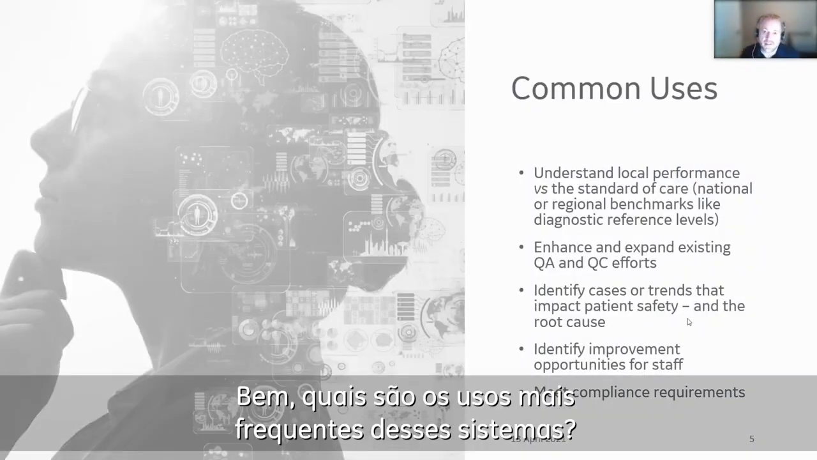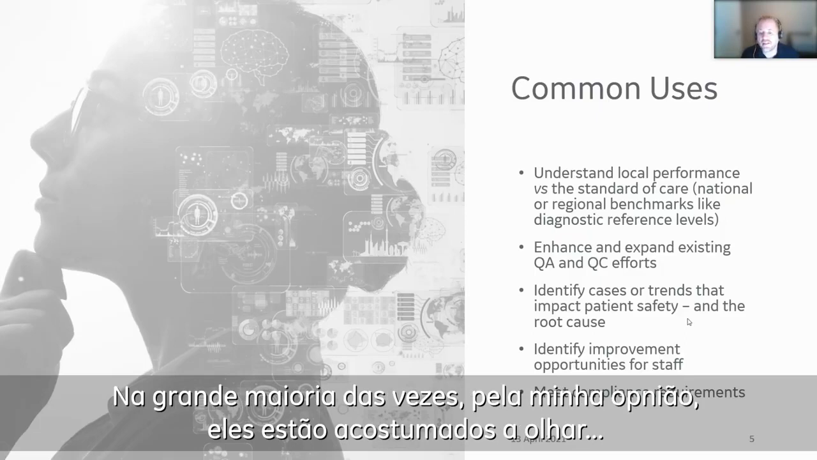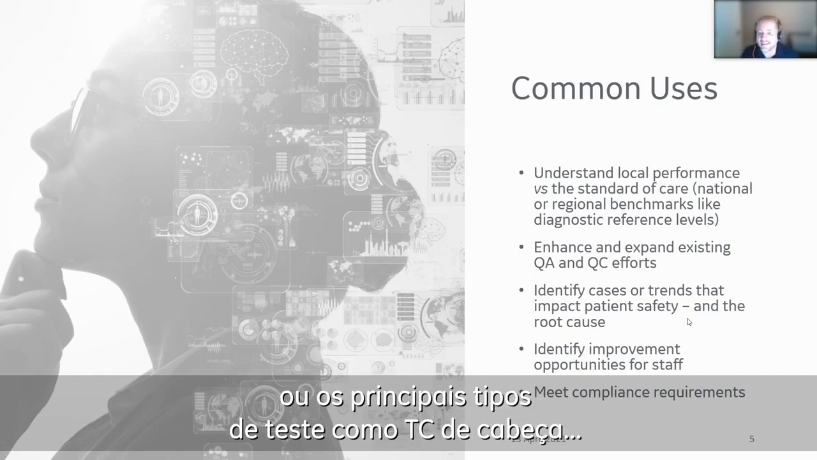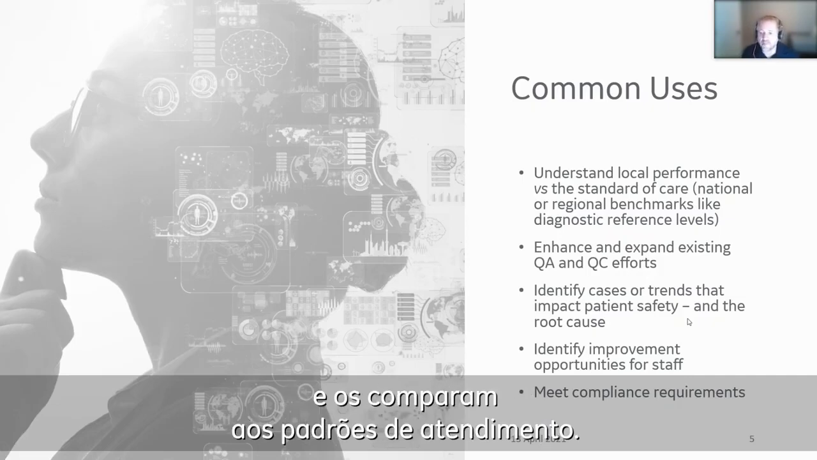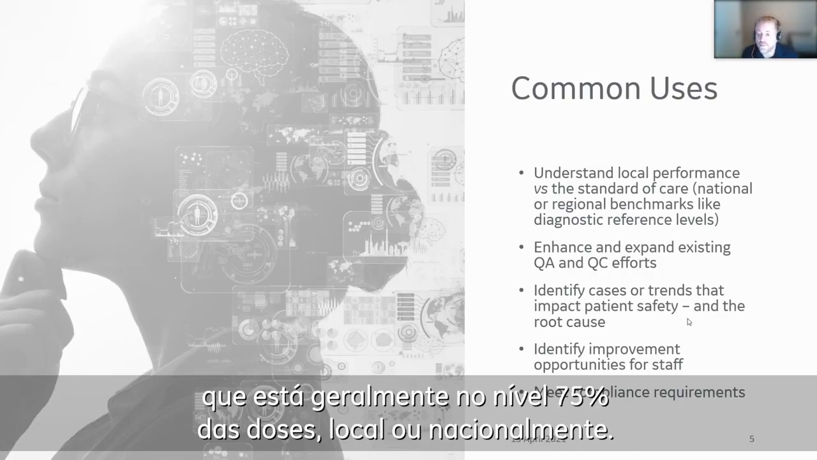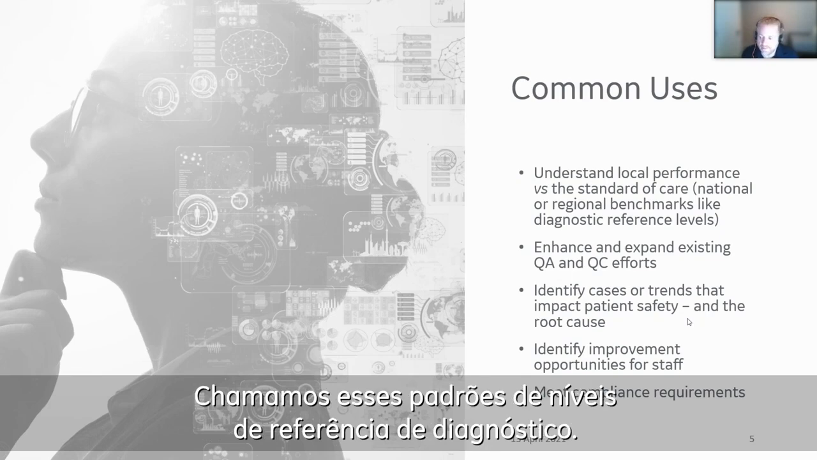What are the common uses for these systems? Well, the vast majority of the time, in my experience, they're used to look at the site's performance in terms of dose for key exam types like CT of the head, chest, abdomen, and pelvis, and compare those dose values against the standard of care. And what is the standard of care? This is the regional or national benchmark of where doses typically are. They're often reported at the 75th percentile of doses for the region or nation, and we call these diagnostic reference levels.